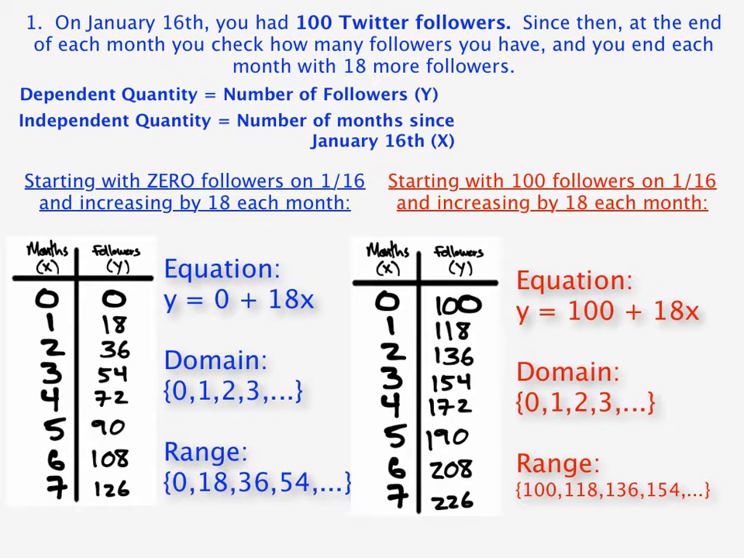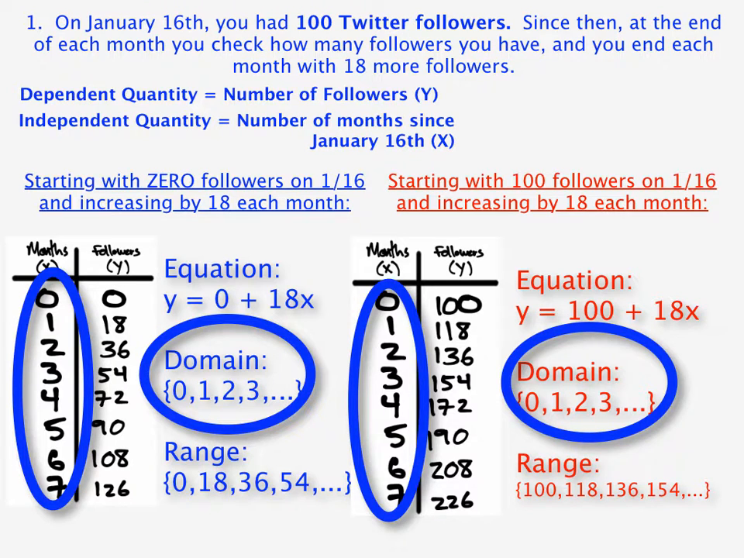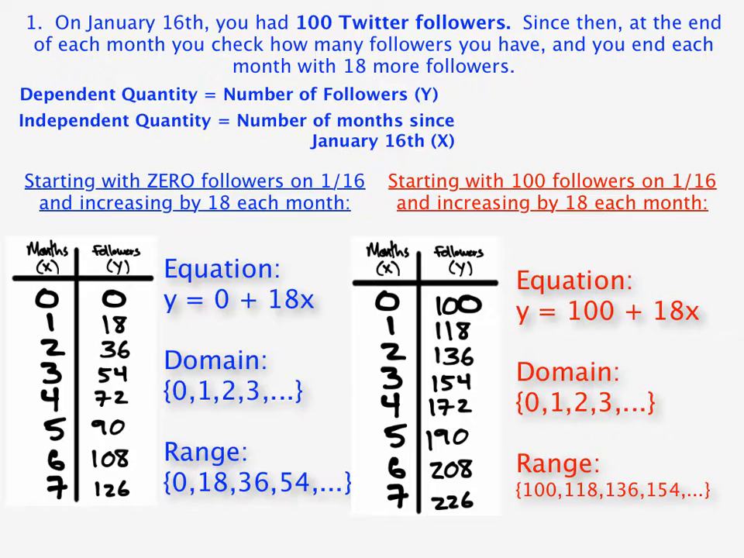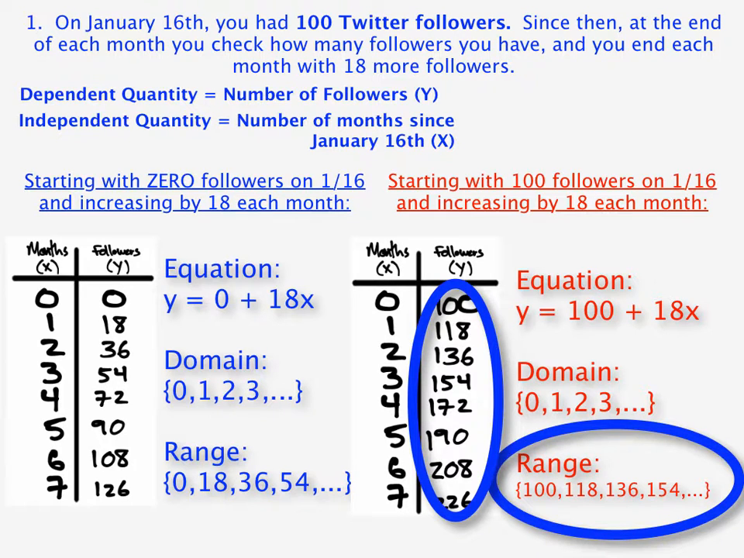The domain for this new relationship is actually going to be the same as it was before. The possible number of months are 0, 1, 2, 3, etc., etc. The range now, the possible outputs, the possible number of followers you have, is going to be 100, 118, 136, 154, etc., etc.